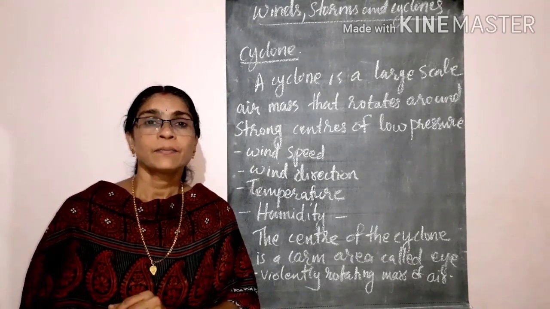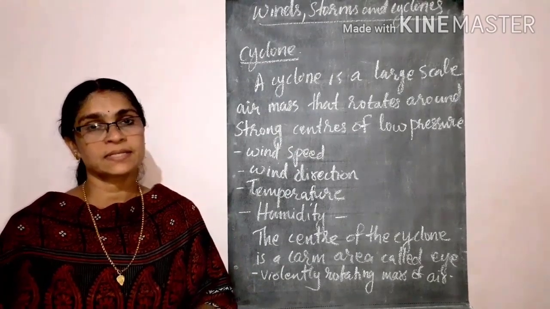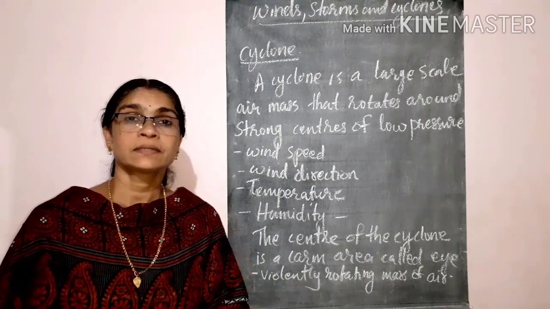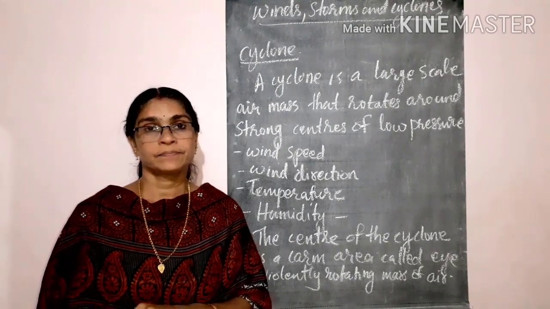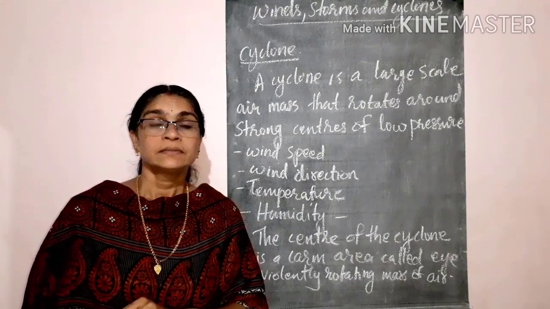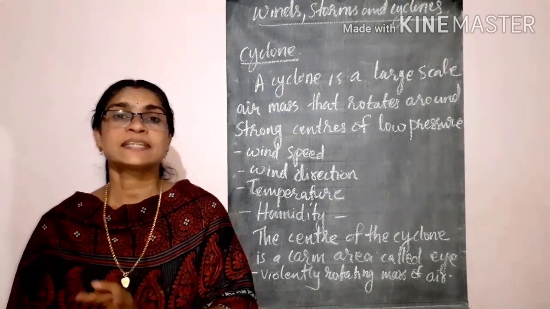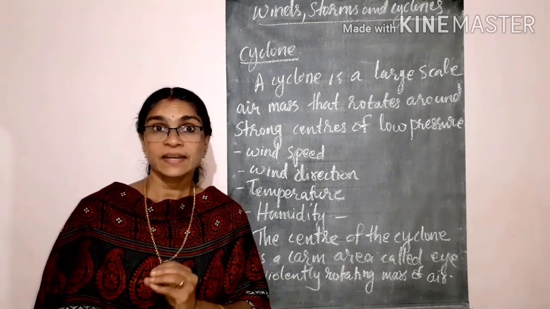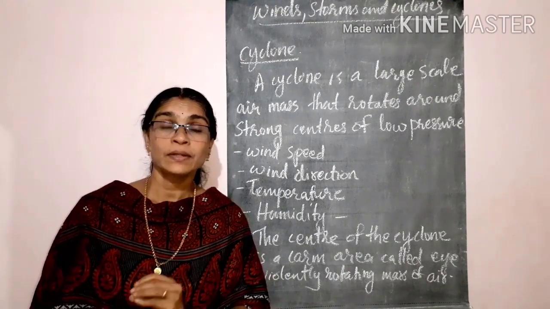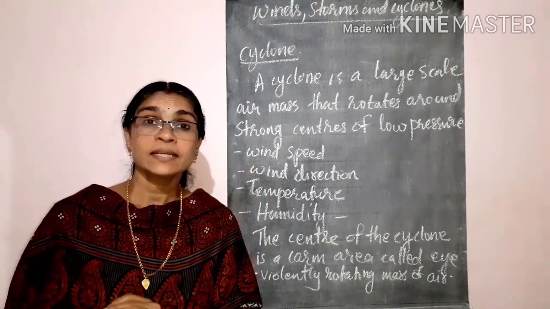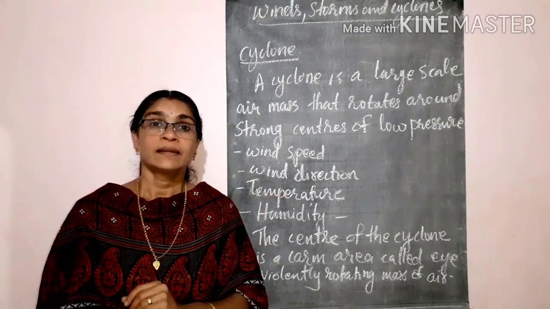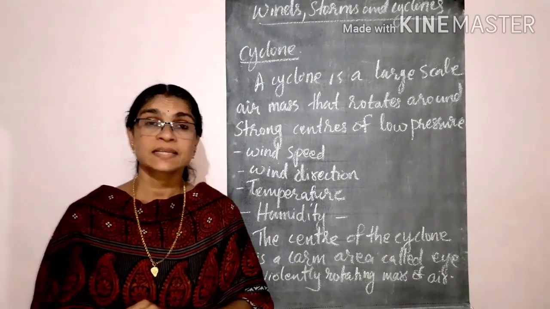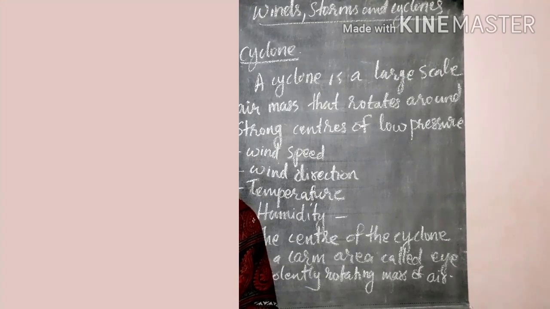The cyclone has many names in different continents. The cyclone in the American continent is known as hurricane, but in the countries of Philippines and Japan, it is known as typhoon. Children, what is the name of cyclone in the American continent? Hurricane, and in Philippines and Japan, it is termed as typhoon.